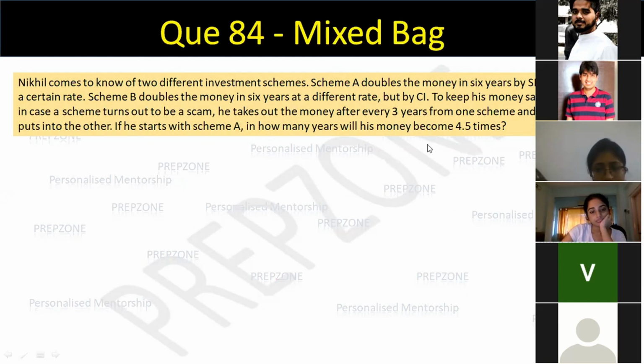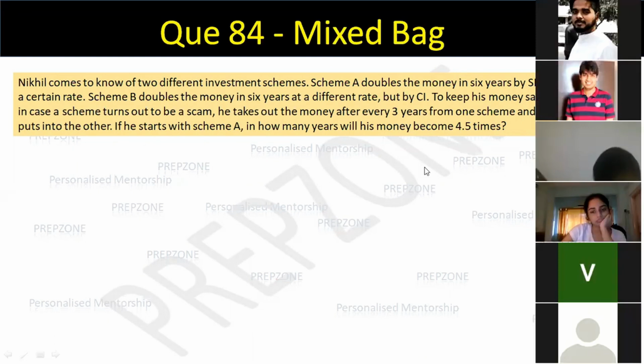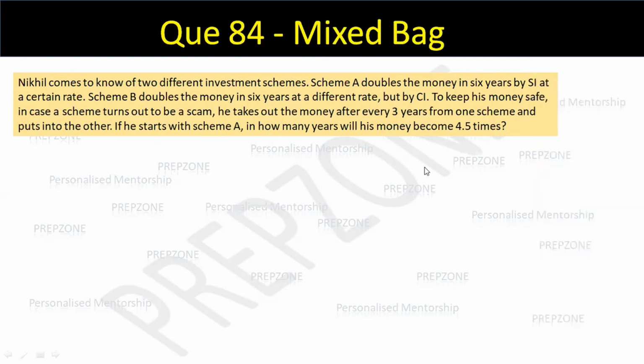Okay. A brilliant question again. It's a good question, the language is good. But it gets very simple if you start solving it. So see, what is given to us is you have two schemes. You have scheme number A and then you have scheme B.